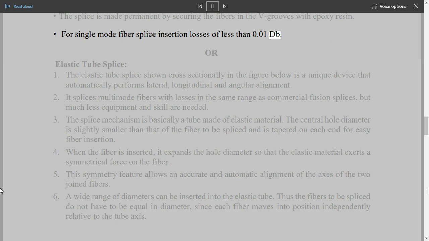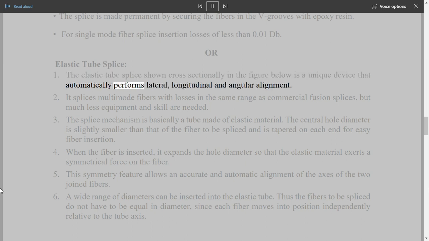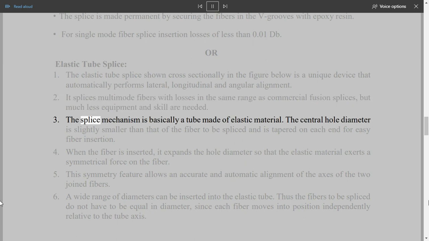Or elastic tube splice. 1. The elastic tube splice, shown cross-sectionally in the figure below, is a unique device that automatically performs lateral, longitudinal, and angular alignment. 2. It splices multimode fibers with losses in the same range as commercial fusion splices, but much less equipment and skill are needed. 3. The splice mechanism is basically a tube made of elastic material.